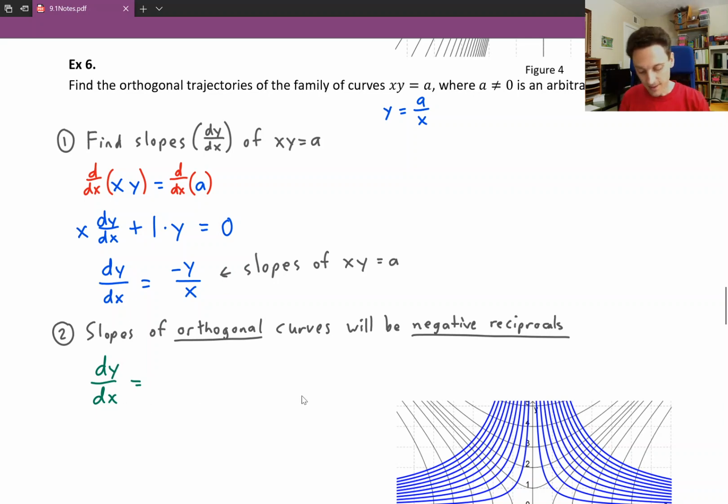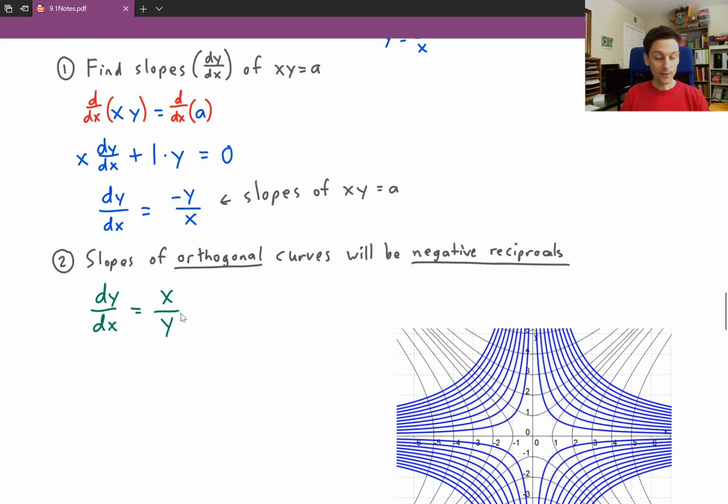So dy/dx is going to be the negative reciprocal of negative y over x. So flip the fraction, so we get x over y, and then flip the sign, so negative turns into positive. dy/dx equals x/y. So this gives us now, for every point in the plane, the slope of the tangent line of the orthogonal curves.